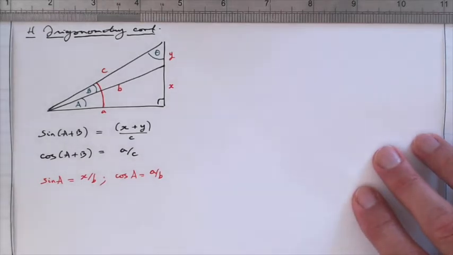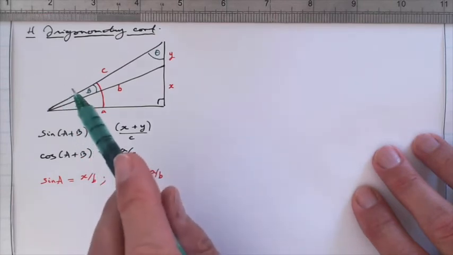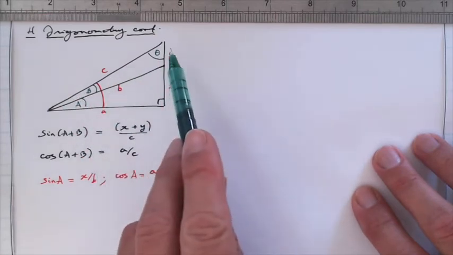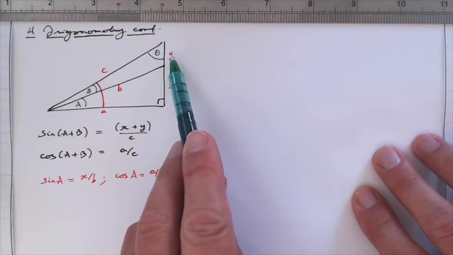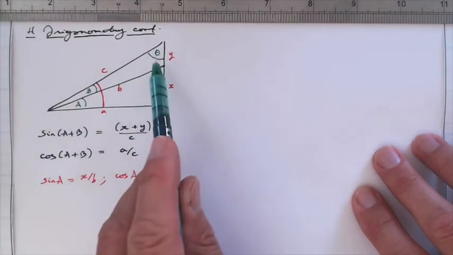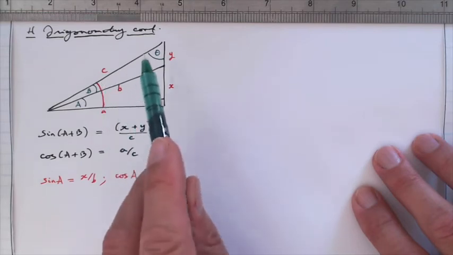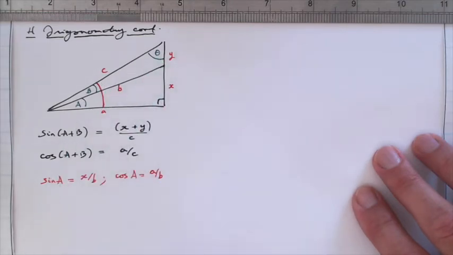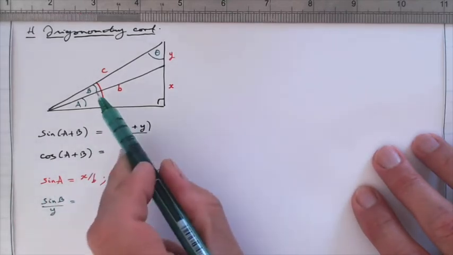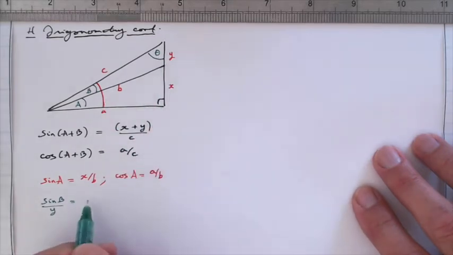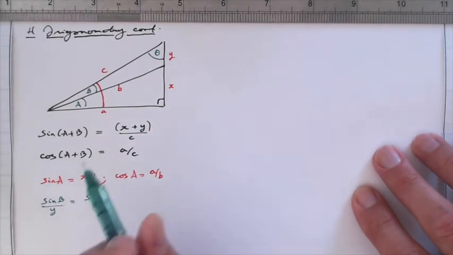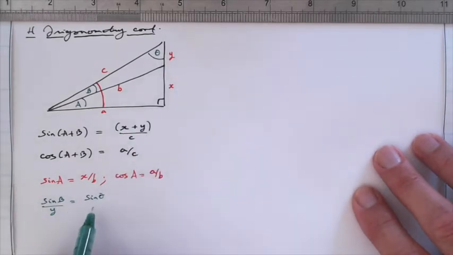So let's use the sine rule first. Remember, the sine rule says that the sine of this angle divided by that length will be the sine of any other angle in that triangle divided by its opposite length, and I'm going to choose the sine of this angle over that length. So we have that the sine of B divided by the opposite length, which is y, is equal to the sine of, I'm going to choose this angle, sine of theta, divided by its opposite length, which is b.